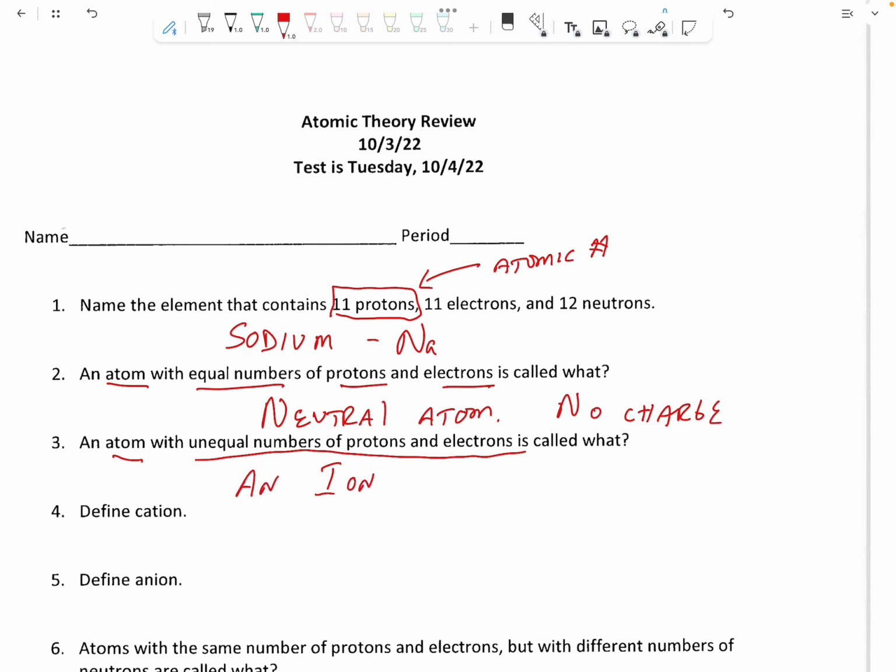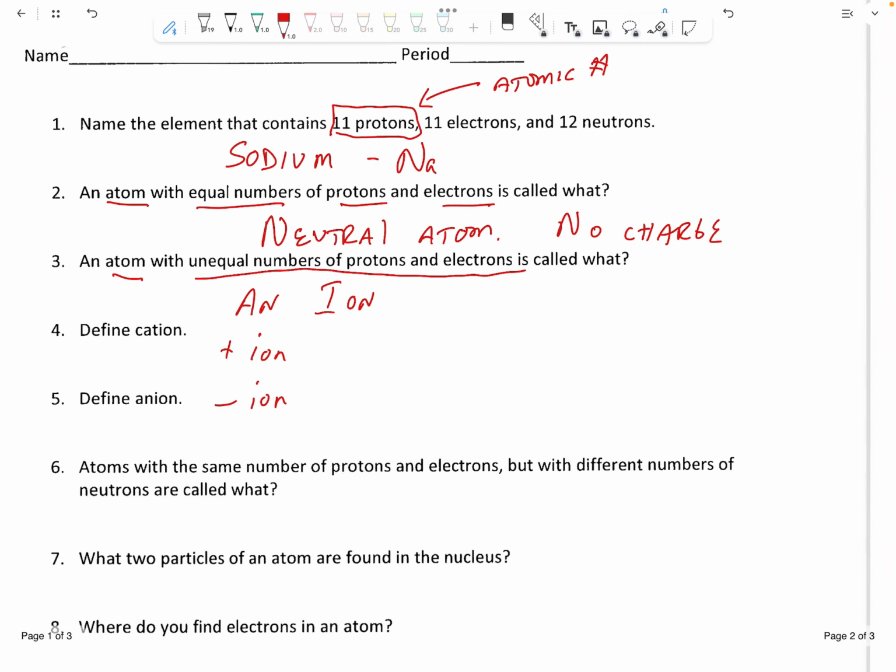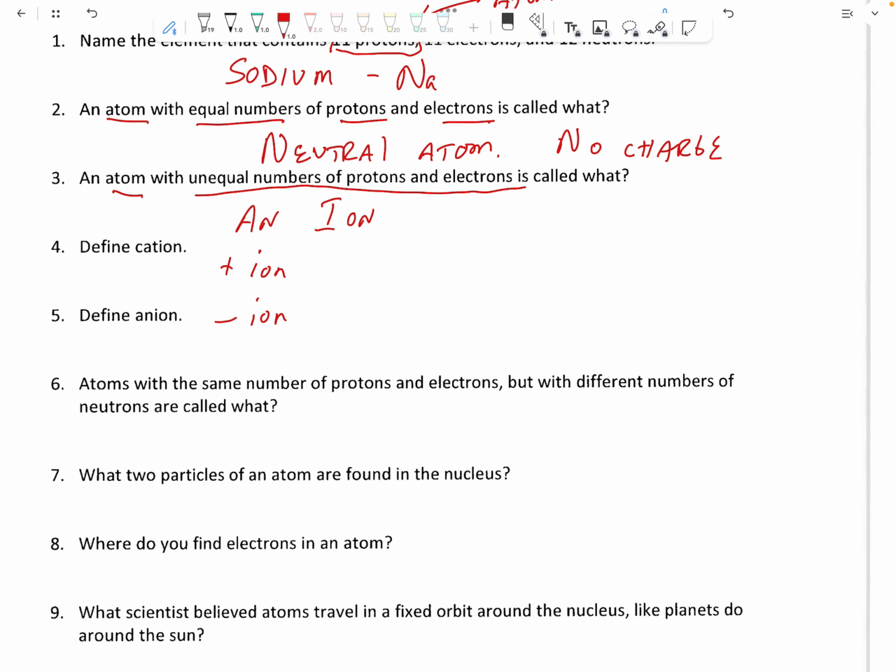There we go. A cation is a positive ion. An anion is a negative ion. All right. Now the key in this next phrase, when you see different numbers of neutrons, always, always, always that answer is going to be isotopes.